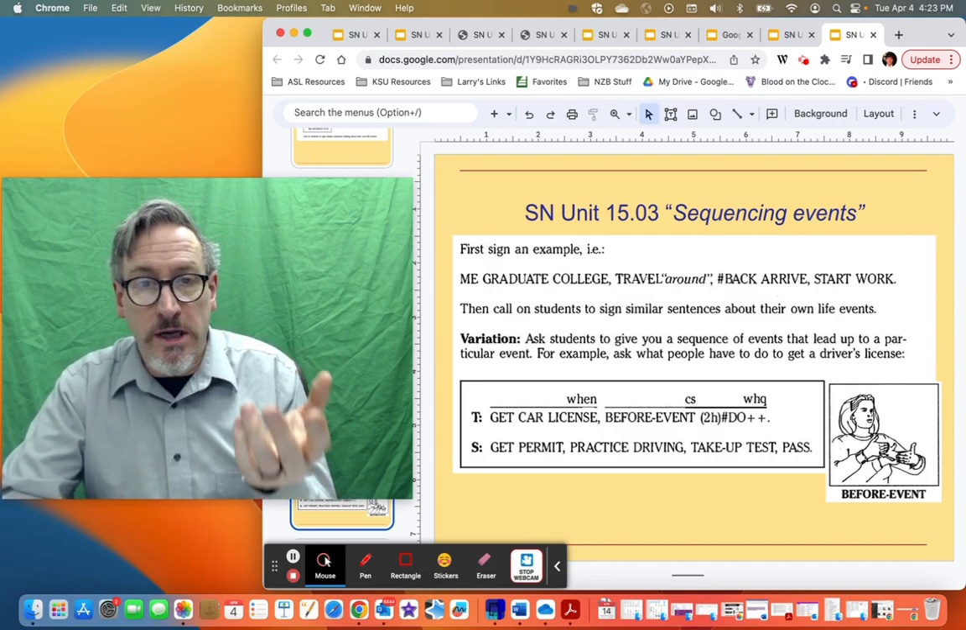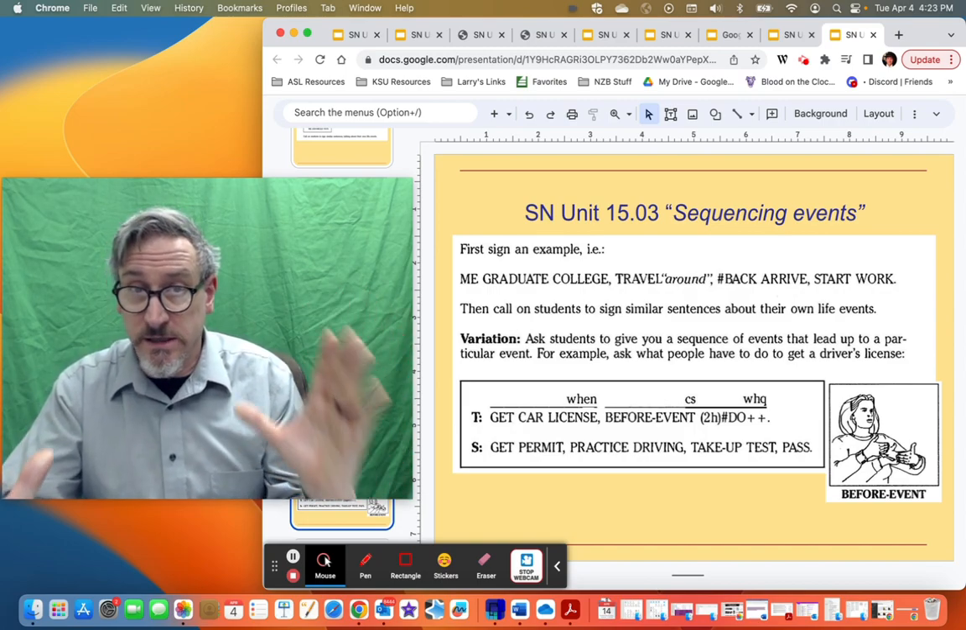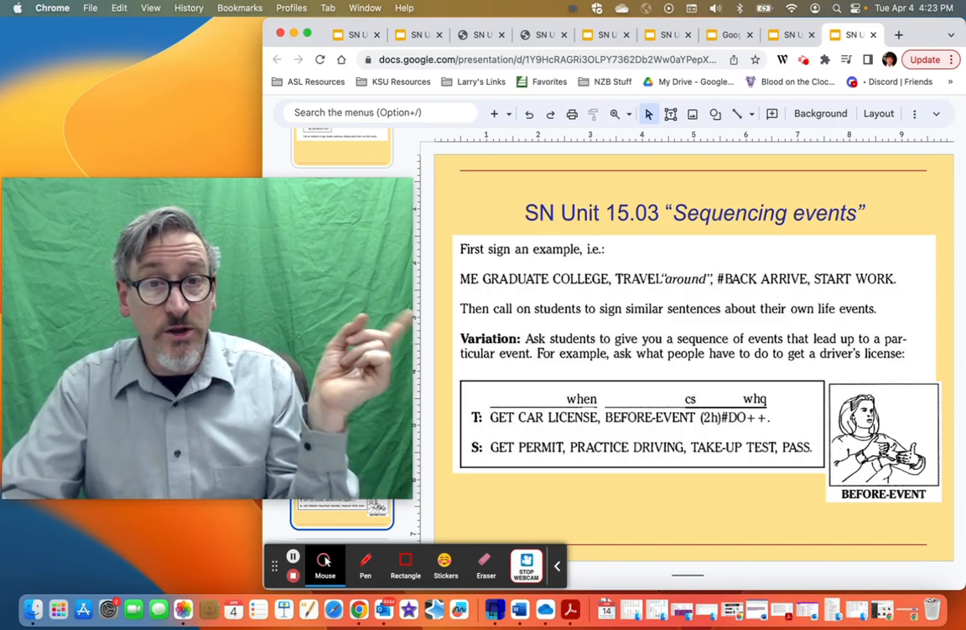So here's the contrasting sentence structure. First is using the when clause.